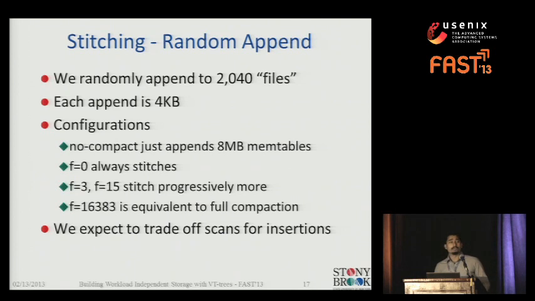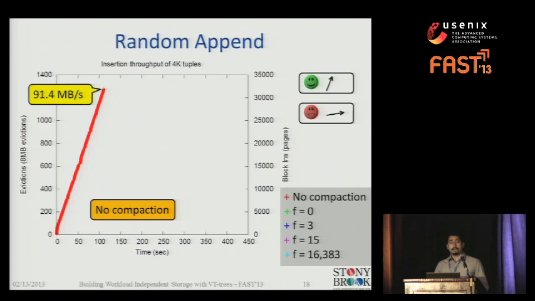So we ran this benchmark with 5 configurations with varying stitching threshold to show how insertion throughput varies with the stitching threshold, as well as the scan throughput. The first configuration is no compaction, where whenever the mem table is full, we write it into a new SS table. This is very similar to LFS, where when an active segment is full, you write the active segment into the disk in a new region. And there is no compaction here.